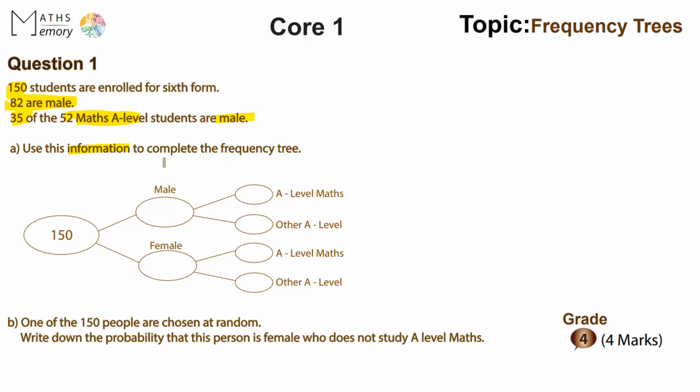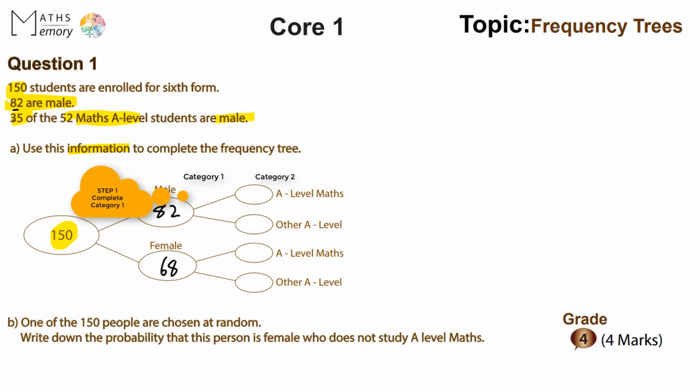First of all, we're saying that 150 students are here altogether. That's the main crux of it. Now, how many are male? It'll be 82, because it says 82 in the question. So 82 are male. How do we get to female? Obviously 150 take away 82, which is 68.